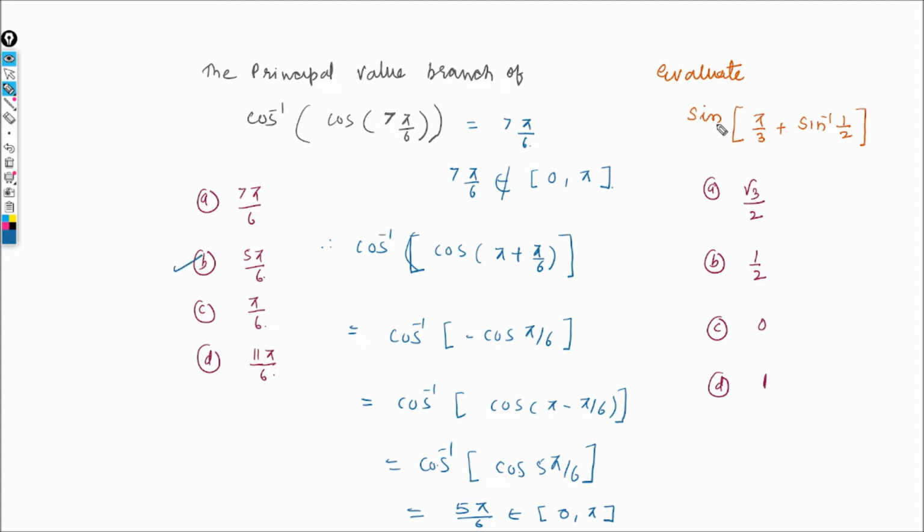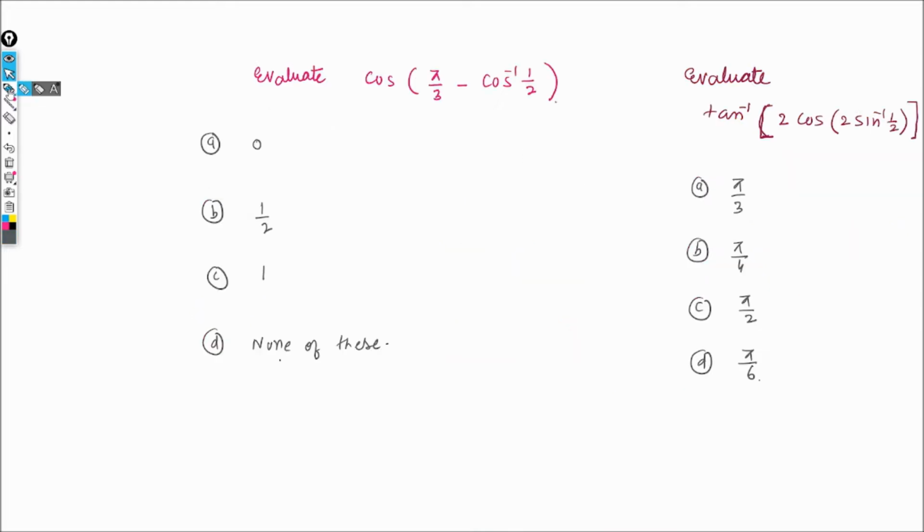Now let us understand this question. Sine of pi by 3 plus sine inverse of 1 by 2. Sine inverse of 1 by 2 is pi by 6. So sine of pi by 3 plus pi by 6 means sine pi by 2. This is 60 plus 30, which means 90. Sine 90 is equal to 1. So therefore this will be our answer.